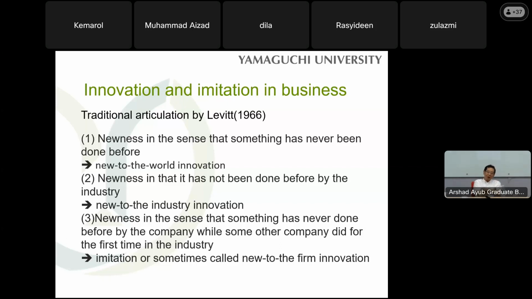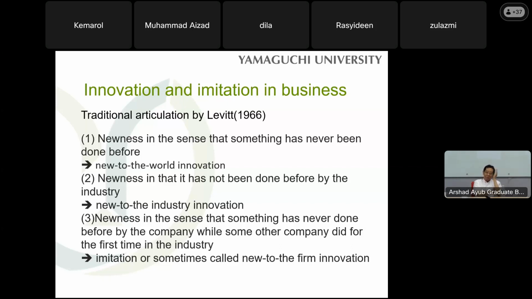The second type of innovation, if we view particularly the level of newness, is that it has not been done before by the industry. It's called new to the industry innovation.